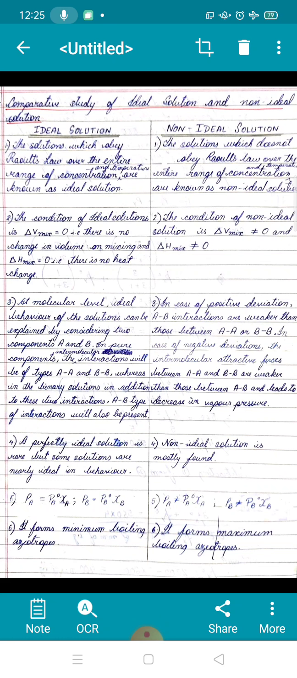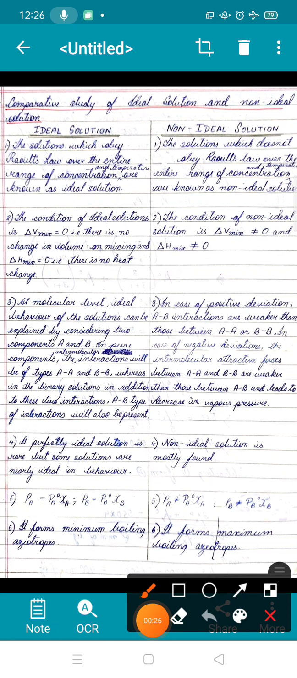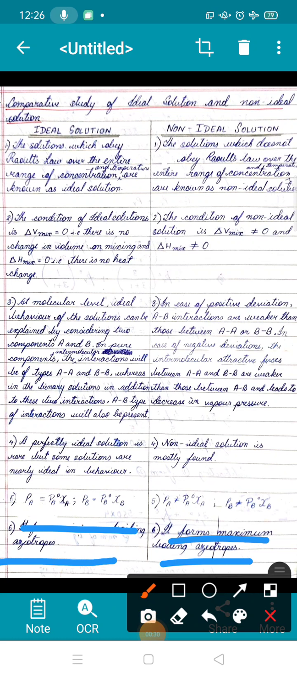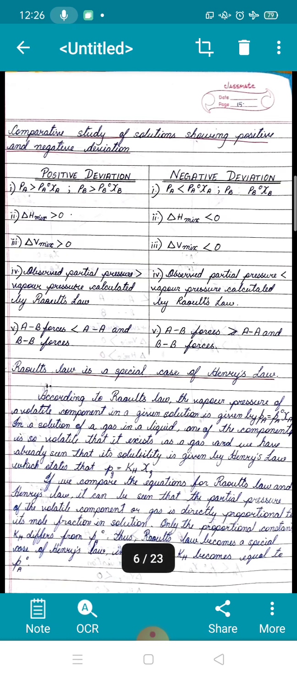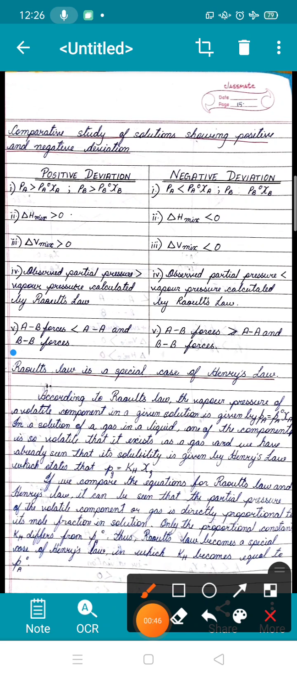Please have a look at point number 6. It says that it forms minimum boiling azeotrope. This point is actually wrong. Ideal solutions don't form azeotropic mixture. This point you can include in the next page where you have solutions showing positive and negative deviation. You can make it point number 6 there and add this point.